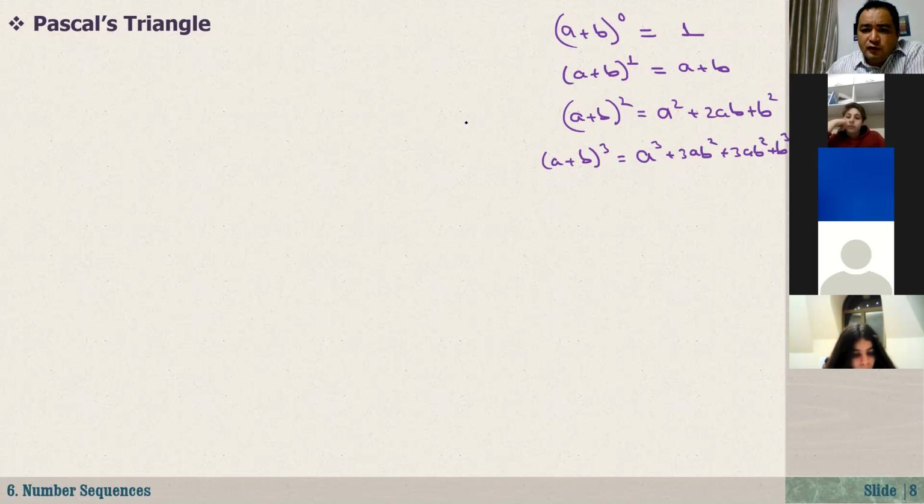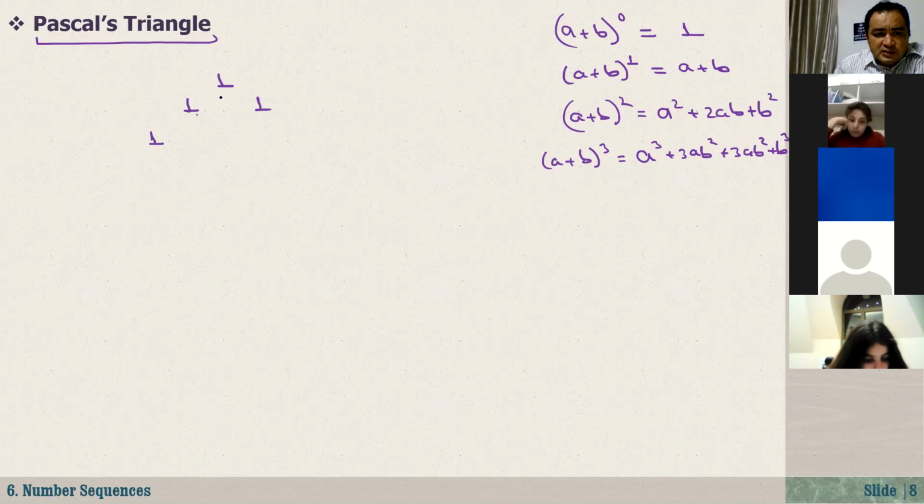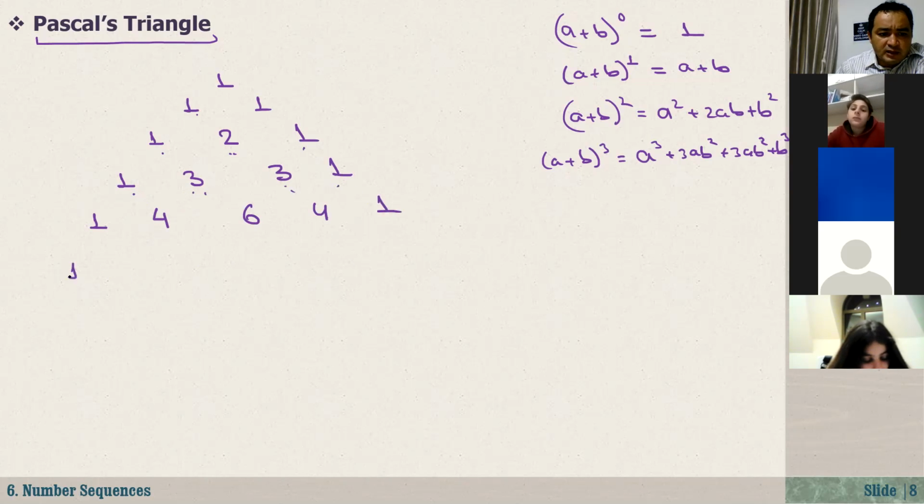Okay. Now, if you notice, this is Pascal's triangle, starting with 1. Let me write here 1, and here we have 1 and 1. Now, if I start with 1, 1 plus 1 is 2, and here we have 1. Again, start with 1, 1 plus 2 is 3, 2 plus 1 is 3, and here we have 1. Again, start with 1, 1 plus 3 is 4, 3 plus 3 is 6, 3 plus 1 is 4. And here we have 1. And once again, here we have 1.